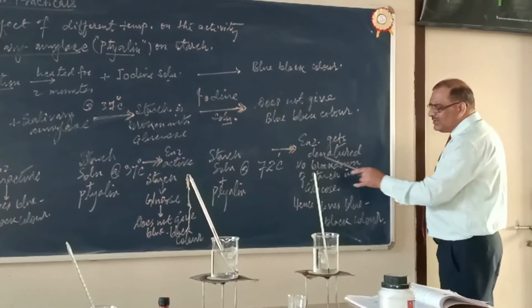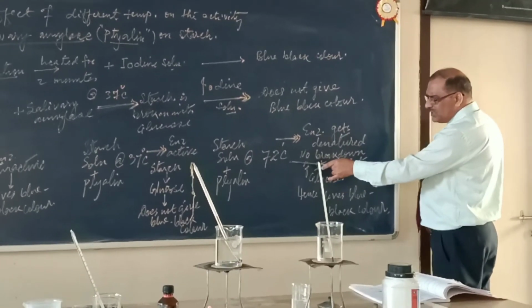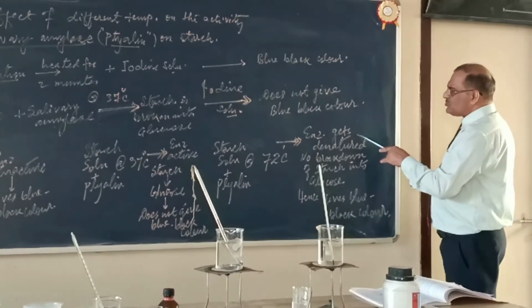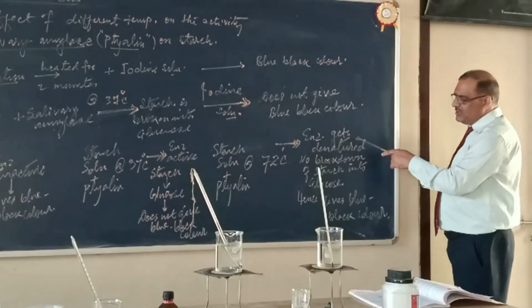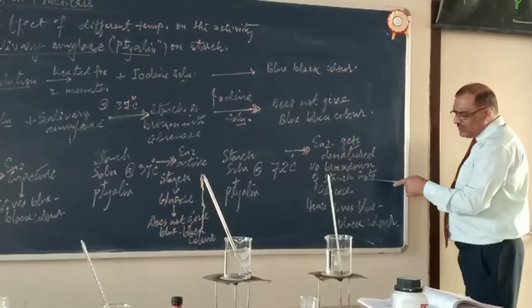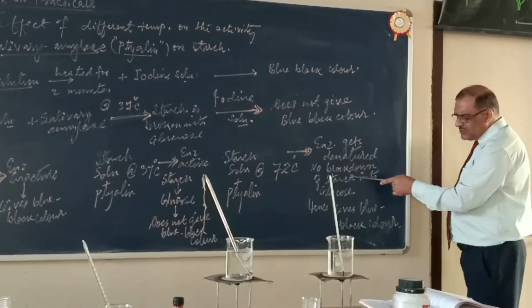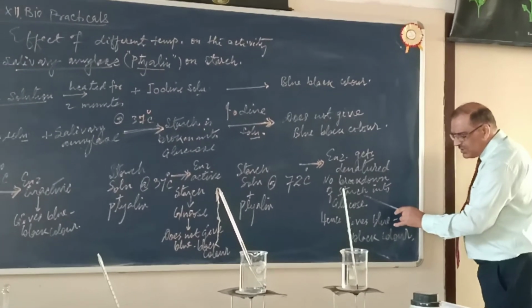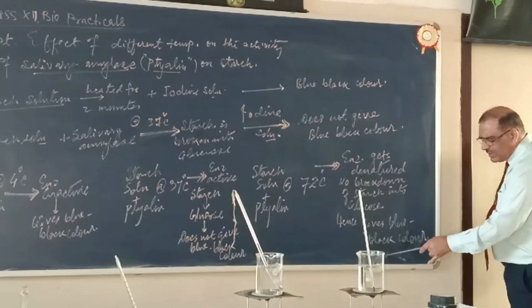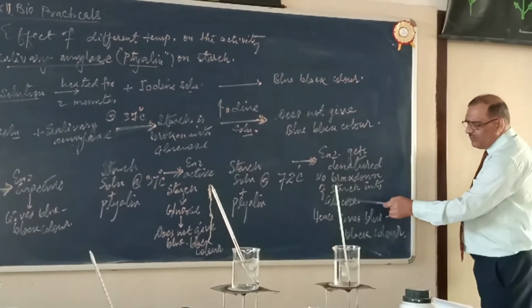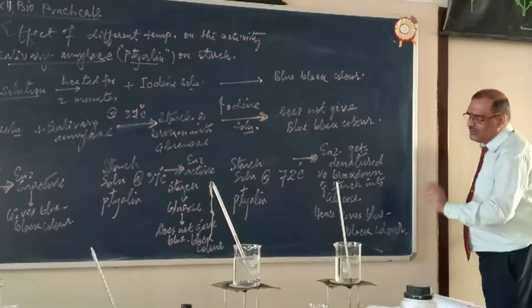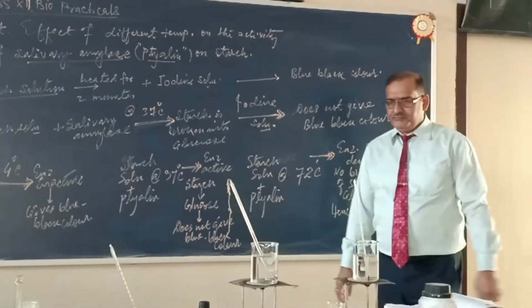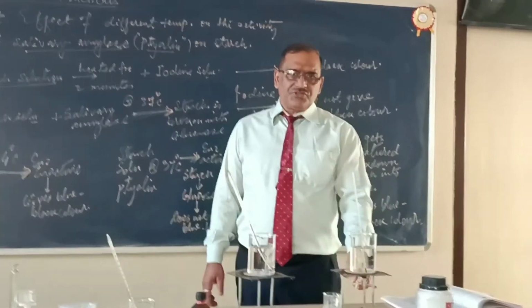It means here in this case, at very high temperature, the active site of the enzyme has been destroyed and the enzyme has got denatured, and that's why there is no breakdown of starch into glucose at all. So starch is lying there as such, and that's why it gives blue-black color after 5 minutes, 10 minutes, 15 minutes, 20 minutes, 30 minutes. So this is the pattern. Now let me come to the demonstration.